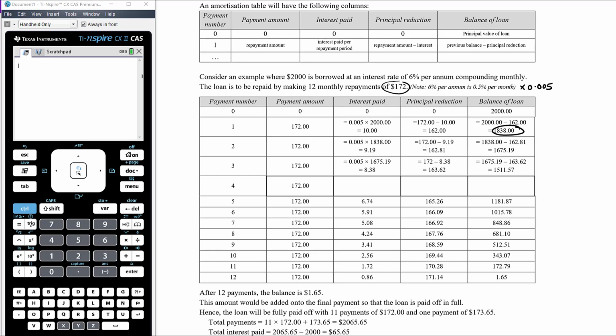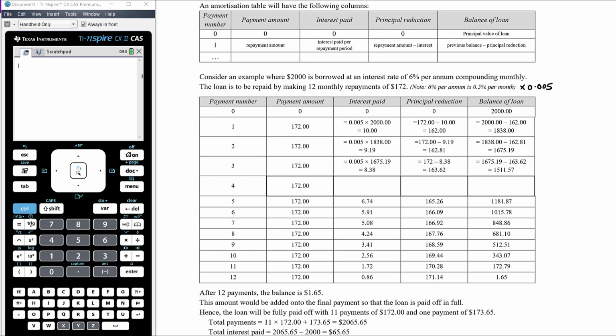So now this is our new balance. We make a repayment of $172. We calculate the new interest, 0.5% of the previous month's balance, so $9.19 of interest in the second month. Again, that $9.19 of the $172 payment immediately goes to paying off that interest, and the remaining amount, $162.81, is going to come off the balance of your loan, and now you've got your new balance. We can continue that for the third payment, and we find that the balance after 3 payments is now $1,511.57.